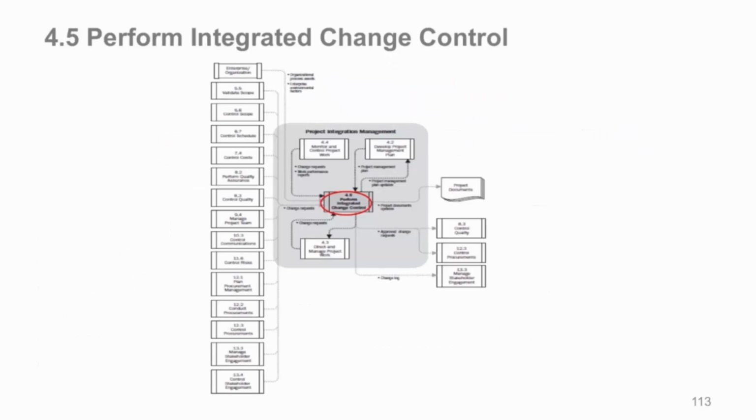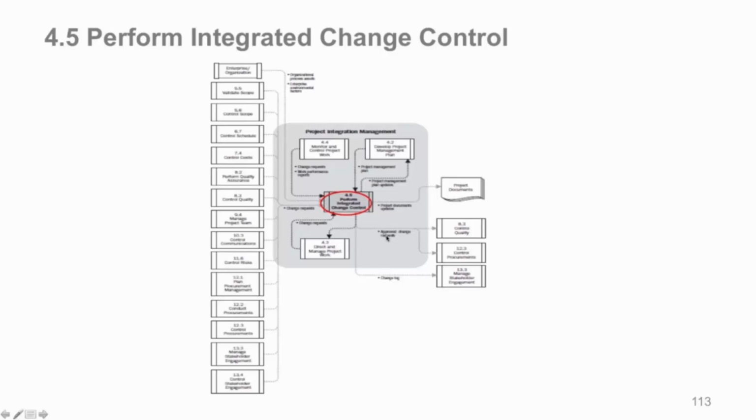Here's the data flow diagram for it. Here we are in the middle. Look at all these inputs, and all these inputs are change requests. Like we said before, and here's the diagram that shows it, all of these processes, scope, schedule, cost, quality, project human resources, communications, risk, procurement, and stakeholder management, if they generate change requests, they all go to one place, 4.5. They all come in here. And the output would hopefully be approved change requests.